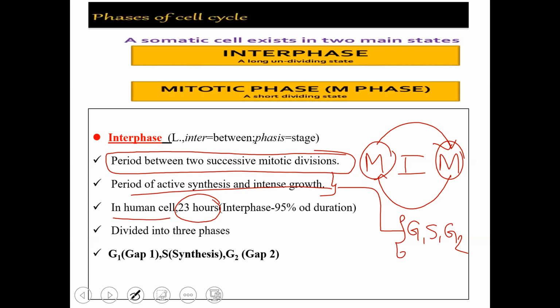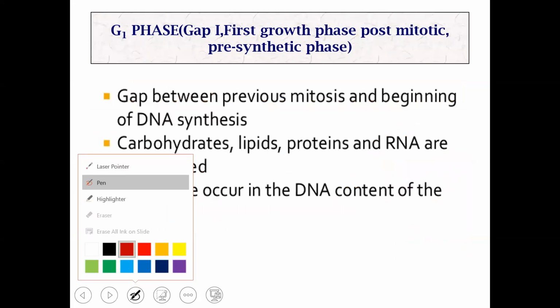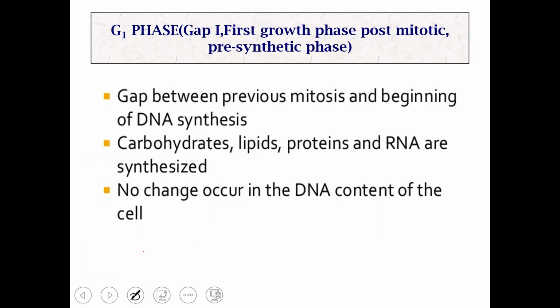Now the interphase is divided into three phases: G1 phase, also called gap1 phase, S phase or synthesis phase, and G2 phase or gap2 phase. Now, individually, we look into what these phases are and understand the events which take place in G1, S, and G2 phase. There are different names, as I told you earlier. G1 phase is also called gap1 phase. It's also called the first growth phase, or post-mitotic phase, because it happens after mitotic division, that is, after M phase.